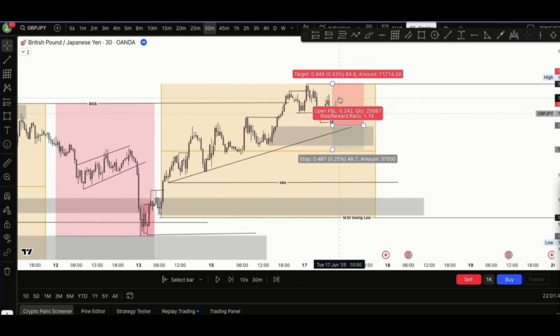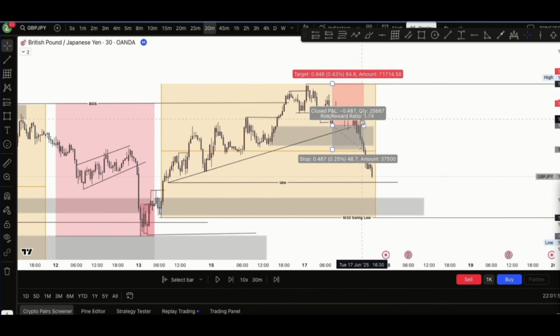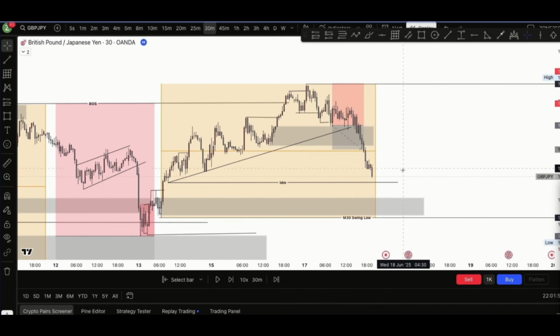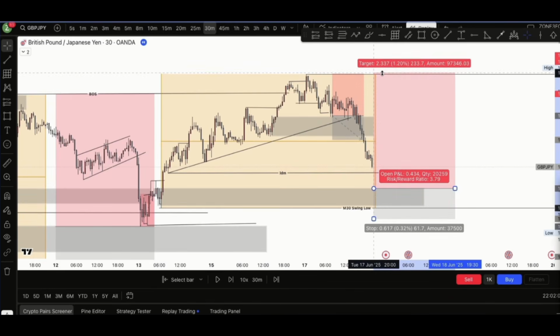Those who bought here, they are in profit. Let's see, they are in profit. What happened? Boom. You see what happened? They are in profit here, and then price came and swept them, and it's now approaching our point of interest. So we can set a pending order here, and then target that same swing high.